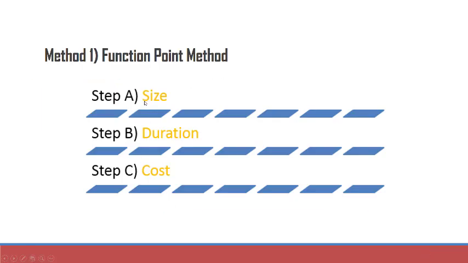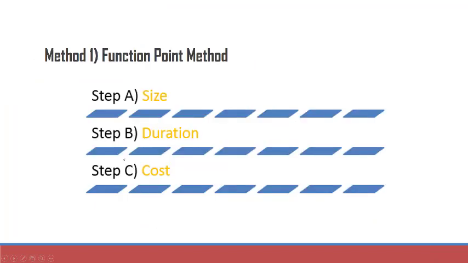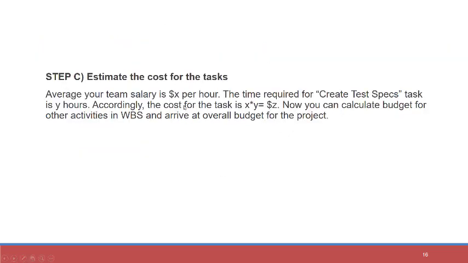So based on the size of the project, which will be decided based on complex, medium, and simple segregation, then there is duration, which will be decided by how much effort is needed. So that will be decided by the total number of functional points into the estimate defined per functional point. And the final is costing, which will be decided when you find out the efforts, you will be multiplying it with the average salary of your team, and then the final costing of the project can be found out. So that's how you use functional point estimation.